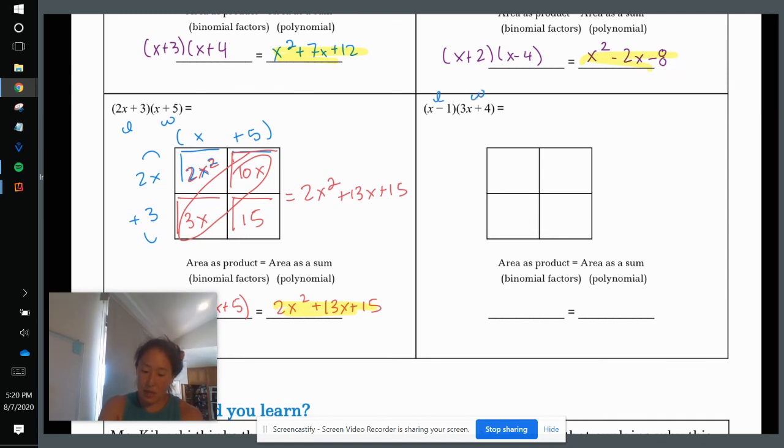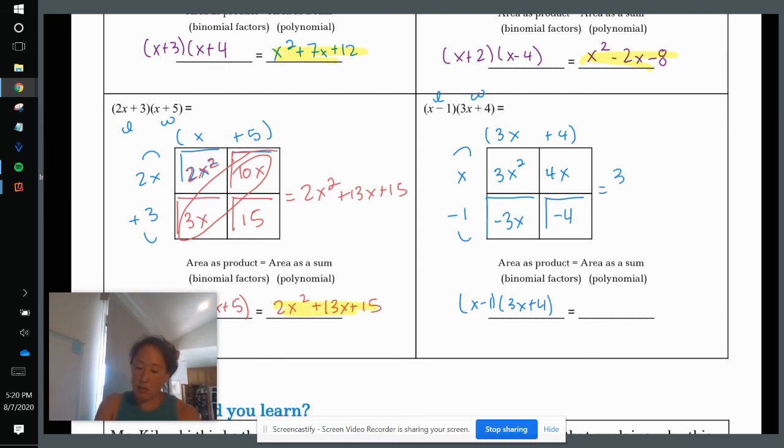So the length and the width, we have x minus 1 and 3x plus 4. So I get 3x squared. 4 times x is 4x. 3x times negative 1 is negative 3x. And 4 times negative 1 is negative 4. So as a product, that's the outside, we get x minus 1 times 3x plus 4 is equal to everything on the inside, which is 3x squared. Add the two like terms. So 4x minus 3x is a positive 1x minus 4. So as a sum, our area is 3x squared plus x minus 4.